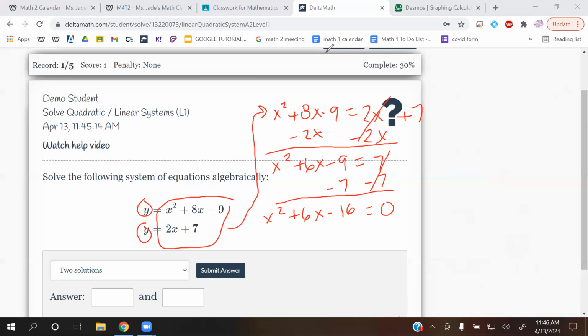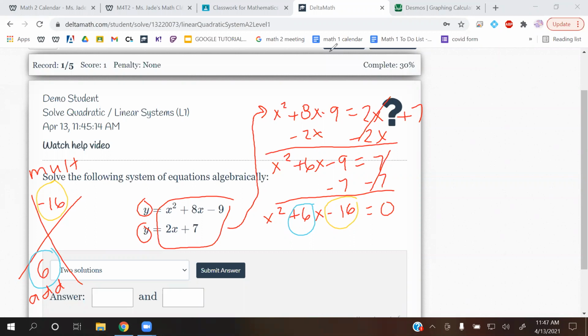Okay, and so from here, we're going to have to do our x factor method. So I'm going to draw my little x over here. We're going to take this -16, put it on the top. And so you want numbers that multiply to -16. You're going to take this +6 and put it on the bottom. And you want numbers that add to +6. So we're going to think of two numbers that multiply to -16 and add to +6.